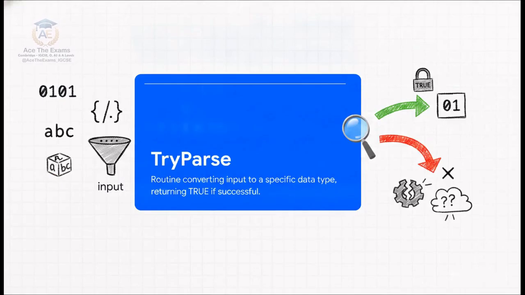To prevent that fatal crash, professional programmers use library routines like TryParse. TryParse is a library routine that basically attempts to convert the input value into a specific data type that you indicate. If it's successful, an integer value is returned and safely stored in the required variable, and a Boolean value of true is returned to the system to indicate success. But if it's unsuccessful, say the user typed letters instead of numbers, it does not crash the program. Instead, it simply rejects the value, doesn't store it, and safely returns a Boolean value of false.